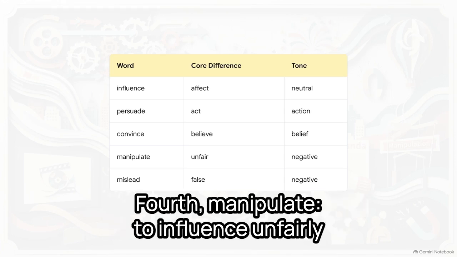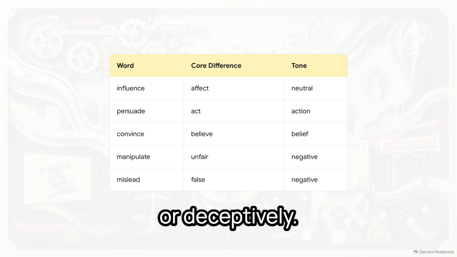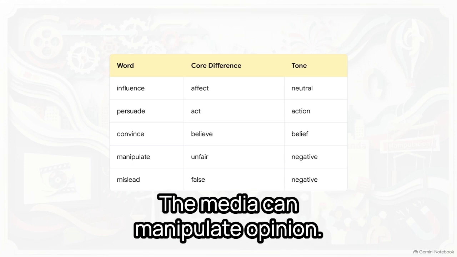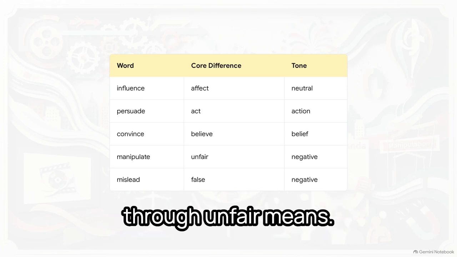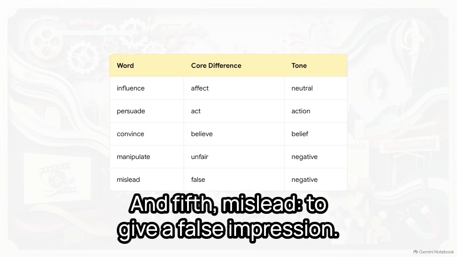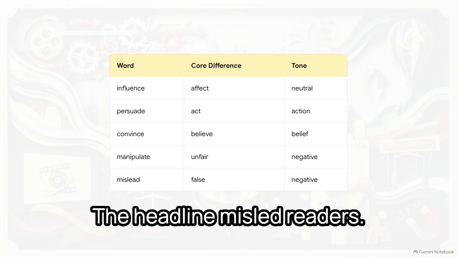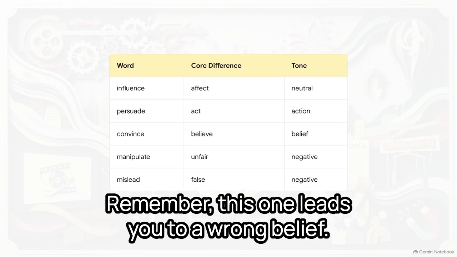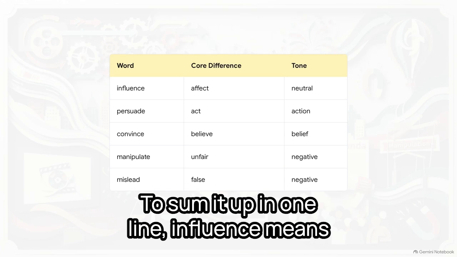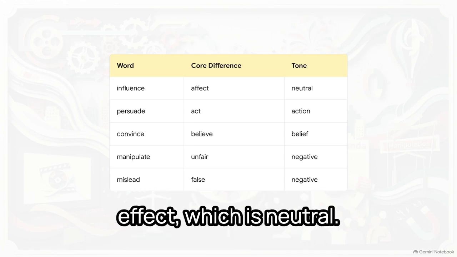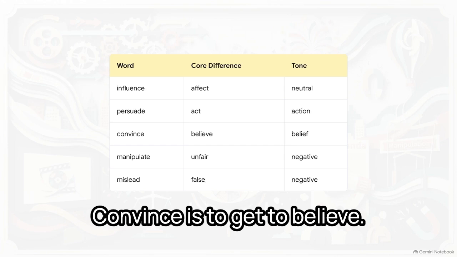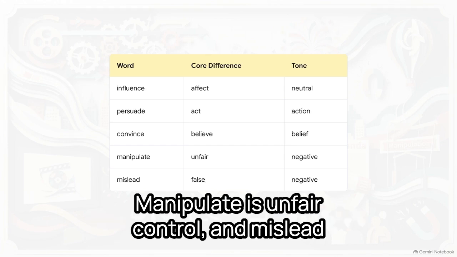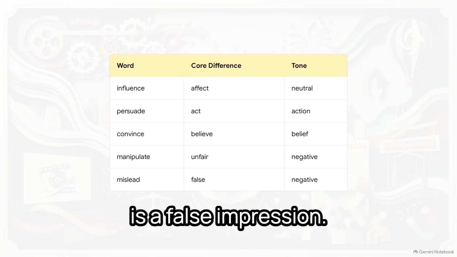Fourth, manipulate, to influence unfairly or deceptively. The media can manipulate opinion. Remember, this is always negative, meaning control through unfair means. And fifth, mislead, to give a false impression. The headline misled readers. Remember, this one leads you to a wrong belief. To sum it up in one line, influence means effect, which is neutral. Persuade is to get to act. Convince is to get to believe. Manipulate is unfair control, and mislead is a false impression.